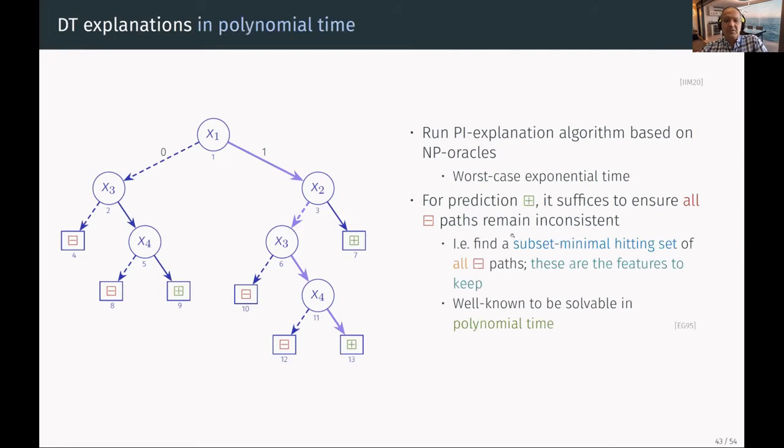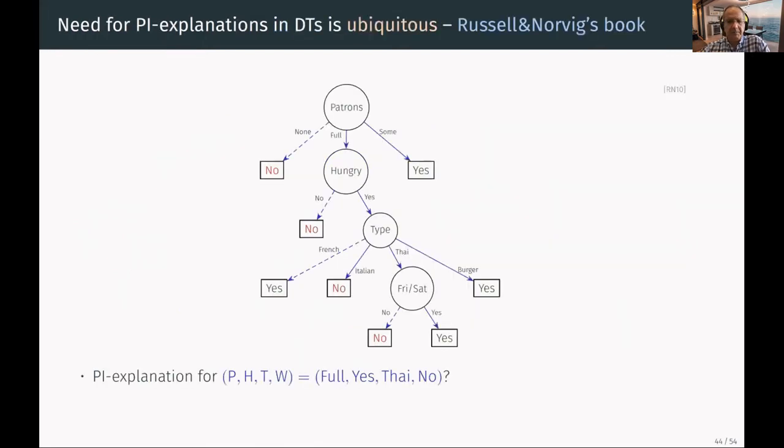So essentially what I need to do is to find a subset-minimal hitting set of all the paths that predict minus. That hitting set is the set of features that I need to keep. This is well known to be solvable in polynomial time. So again, we can use a dedicated algorithm, but the problem is well known to be solved in polynomial time. Now you could say that, okay, this was a very concocted example and you never see this happening.